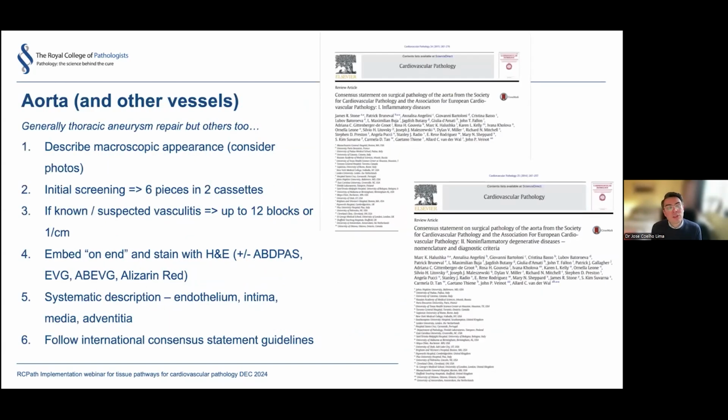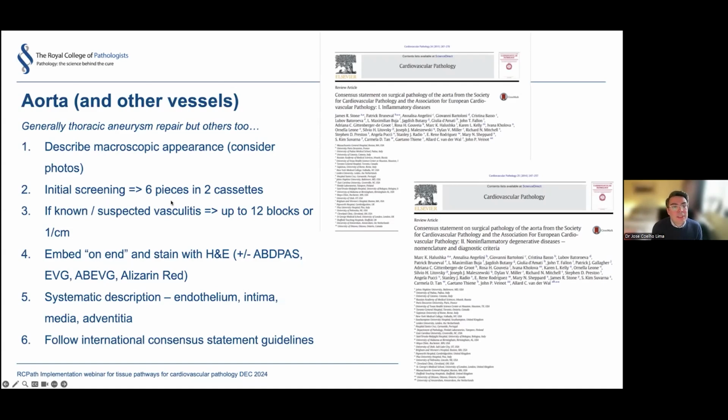Then the next section of the guidelines was about aortas and other vessels. So aortas are usually received as a part of thoracic aneurysm repairs, and one should describe first the macroscopic appearances. So is there any intimal defect? Is there any dissection plane, any thrombi, any features that could indicate the presence of aortitis or vasculitis, for example, thickening of the walls?